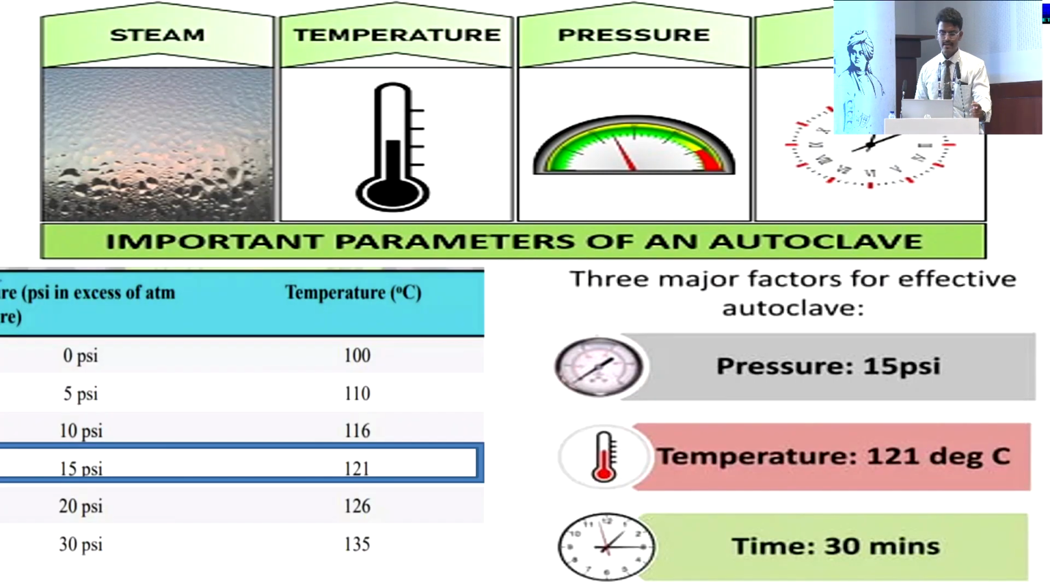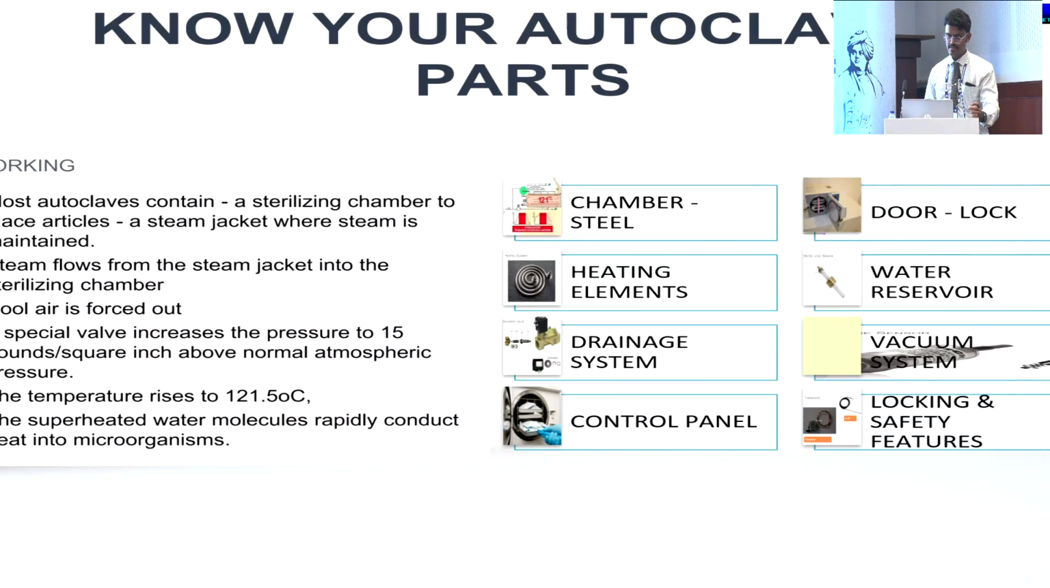So what are the parameters that we need to be concerned about? This is TPT, that is temperature, pressure and time. Pressure is 15 psi, temperature is to be maintained at 121 degrees, and time for about 30 minutes. Right. So it's important to understand the different parts or the anatomy of an autoclave. We've done enough anatomy of the eye. Now it's time to branch out and know a little bit about your machines as well.